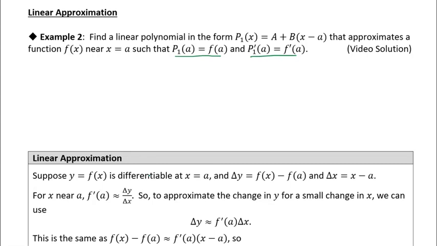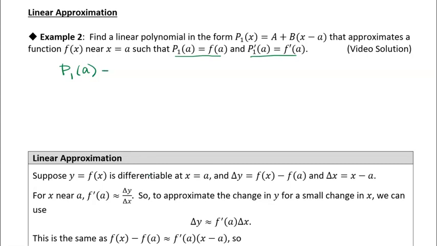So first of all, we want p1. Now p stands for polynomial, and the subscript 1 means it's a first degree polynomial, because it's a linear function. The highest power of x is 1. So that's why we're using p1. But the first criterion is we want to put in the value x equals a, and we want it to match the value of the function f at that point.